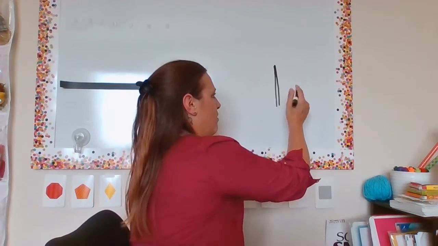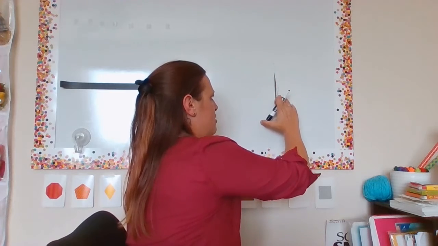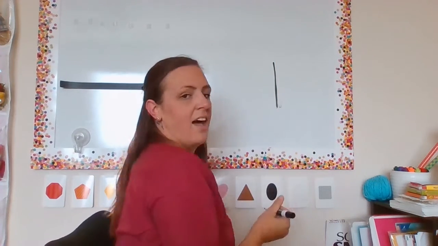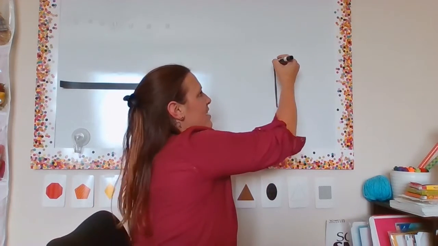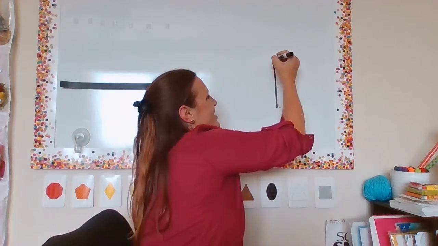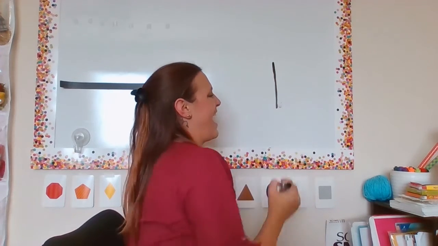Straight line down. Oh, that one went crazy. Let's try that again. We have the number 1. Straight line down. Draw it again. Straight line down. Draw it again. Straight line down. And that makes a number 1.